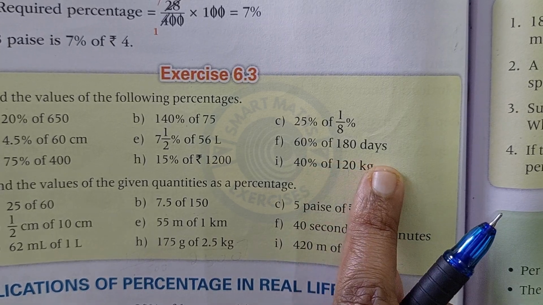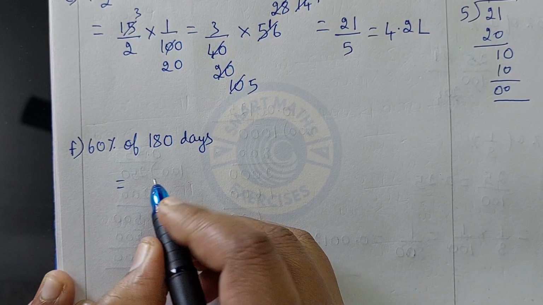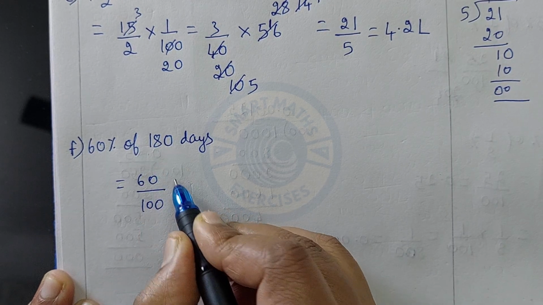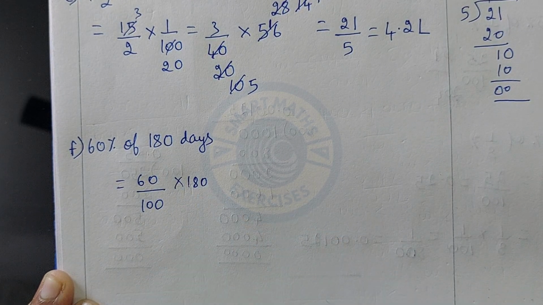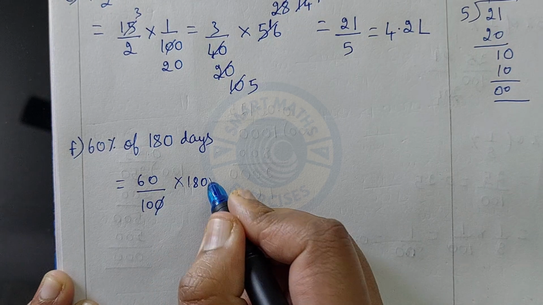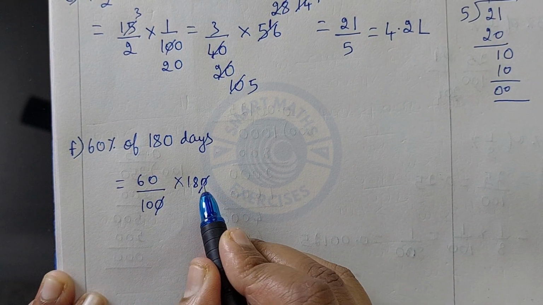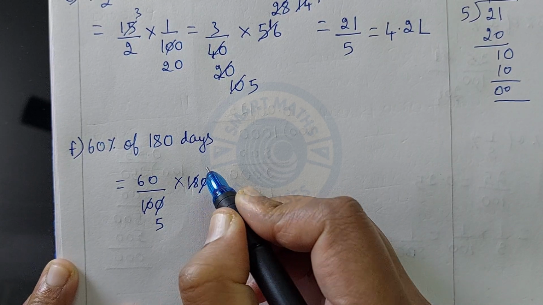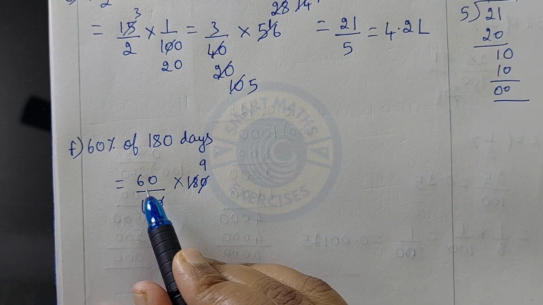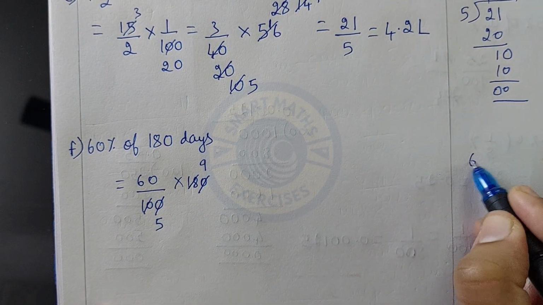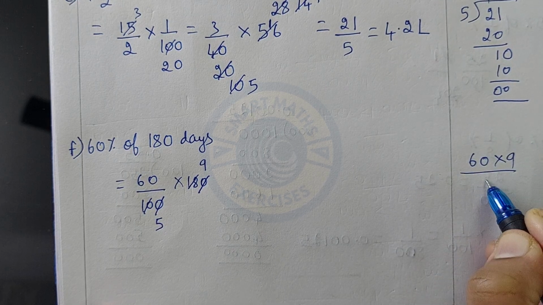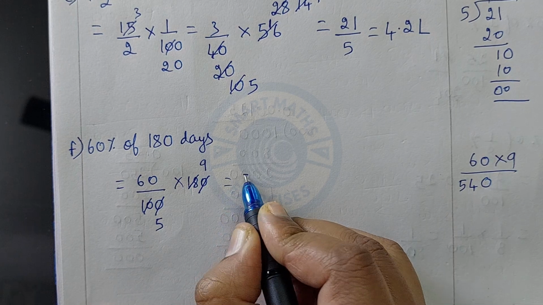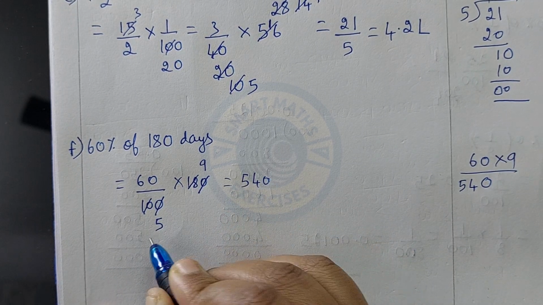60% of 180 days. First convert the percentage to fraction. 60 by 100 into the quantity 180. Now simplify this. The 0 and the 0 get cancelled. 10 and 18 both go in 2 table. 2 5s are 10. 2 9s are 18. Multiply 60 into 9. 9 6s are 54. 540 by 5.